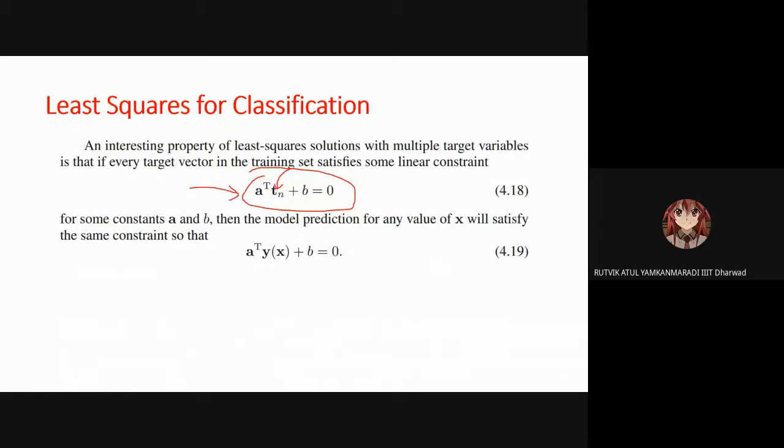A is a W vector, B is W naught. No. You need to give me the specific value of A and B, which will satisfy this equation where T is nothing but one hot vector encoding. Yeah, because T is nothing but a target vector, right? For one sample. So it will satisfy every time. What is the value of A and B, which will satisfy this linear equation?